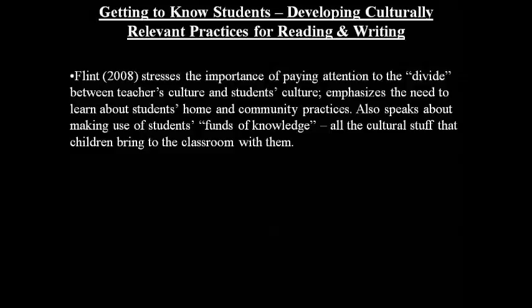Getting to know students, developing culturally relevant practices for reading and writing. So just think about, here's another excellent book, another textbook by Flint from 2008. Flint stresses the importance of paying attention to the divide between teachers' culture and students' culture, right? We very often will assign one way of doing things, one textbook, one story. But what if we want kids from all around the world who populate our classrooms to engage in reading, engage in writing, engage in literacy? They have to be able to see themselves in there. They have to find some relevance and some association between themselves and whatever it is they're reading. That will help them, right? So we should engage that.